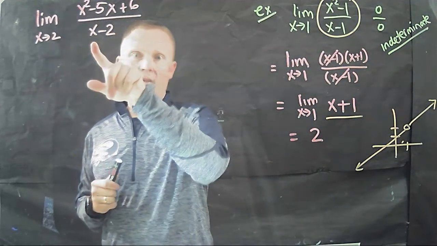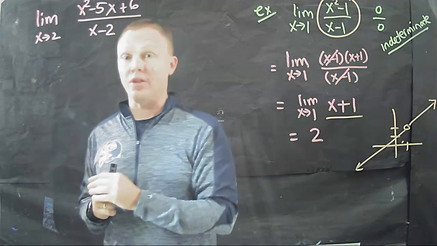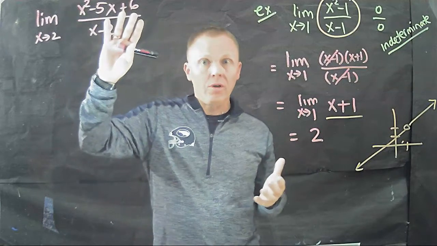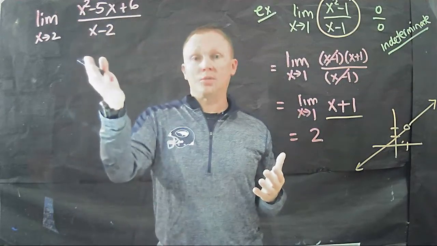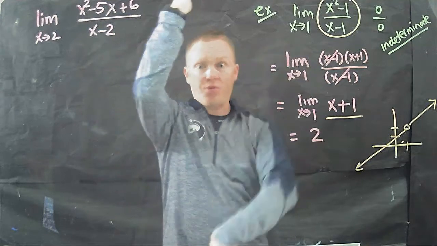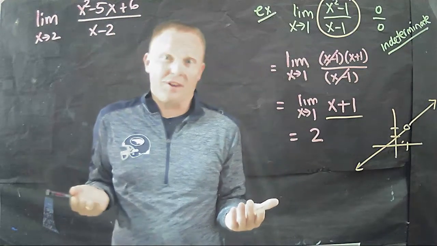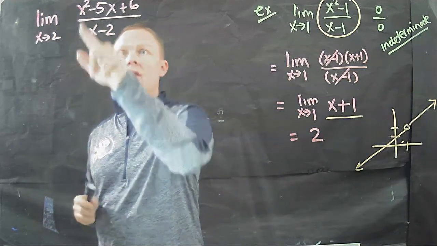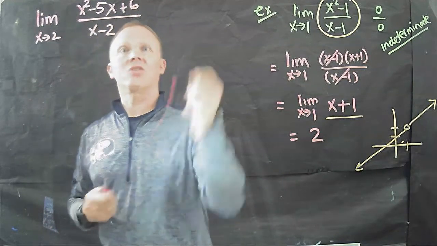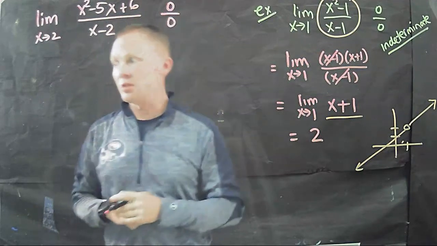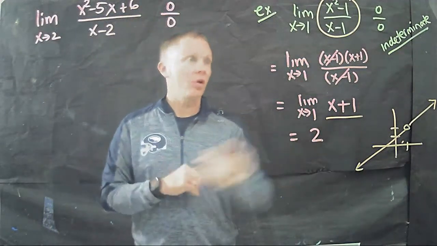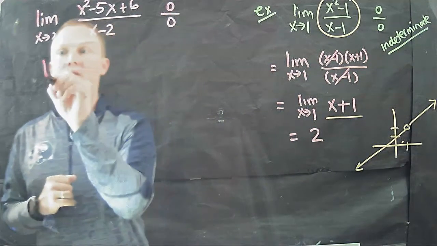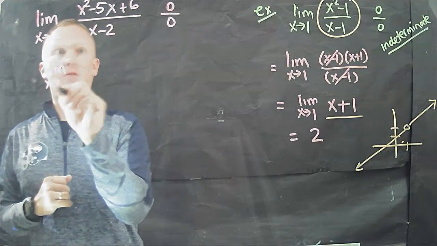If I plug in 2, this thing's going to fall apart. First of all, the denominator is 0, which is not necessarily a good thing. Although if the denominator were 0 and the numerator weren't 0, this would have a vertical asymptote at x equals 2, so the function would be going to infinity or negative infinity, and the limit would be infinity or negative infinity. But if you do some quick arithmetic, 4 minus 10 plus 6, that's also 0. So we have 0 over 0 again, which we know as indeterminate.